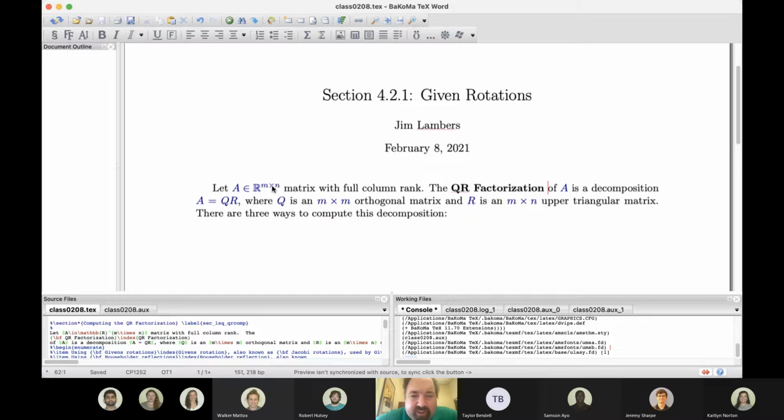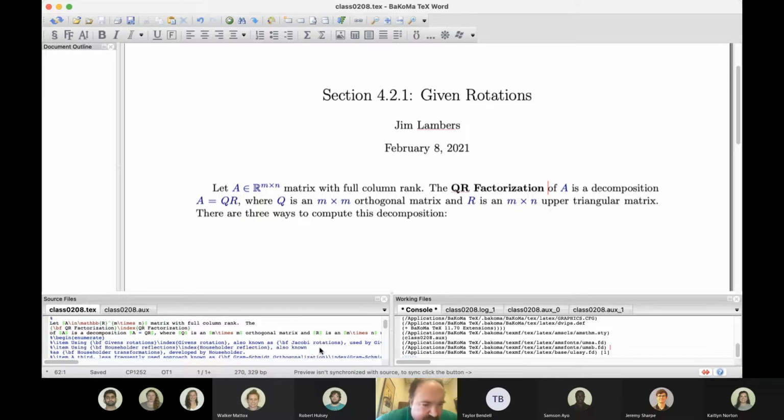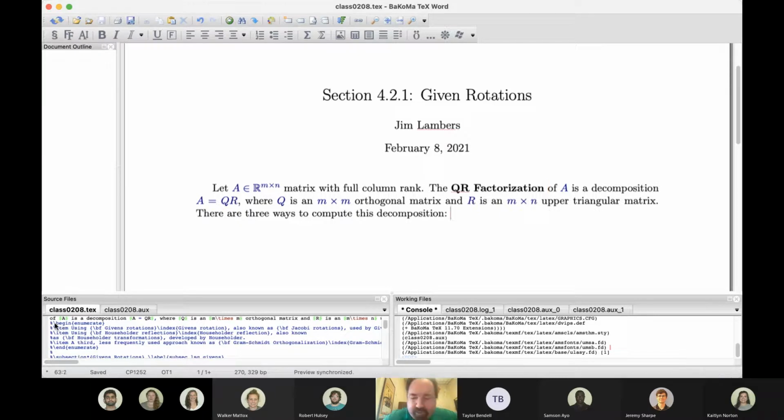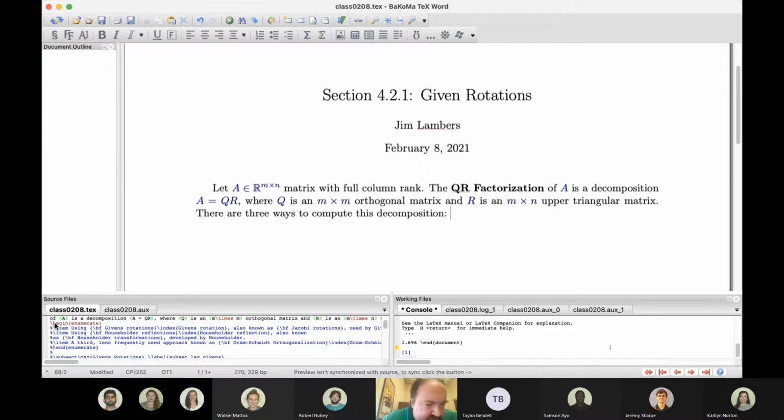So A is some rectangular matrix, possibly with more rows than columns. The QR factorization has an orthogonal matrix Q that is M by M, so this is going to be a rather large square matrix. R has the same size as A and is upper triangular. I'm going to spend the next 3 class periods talking about 3 different approaches to computing this factorization, one per class.